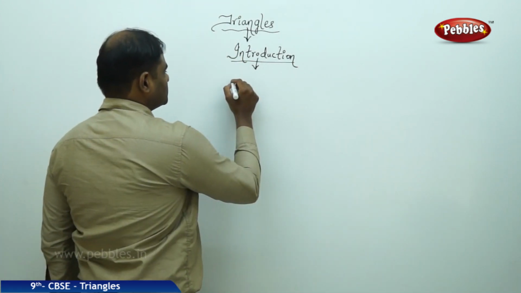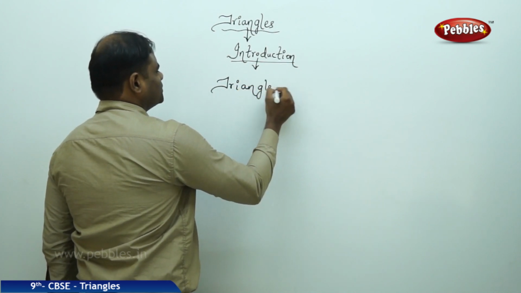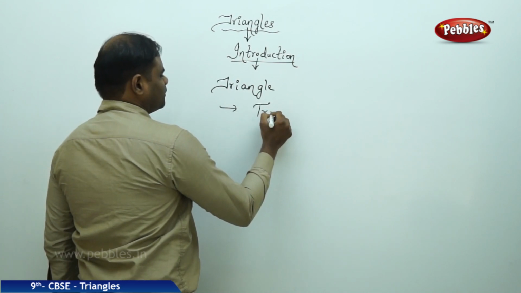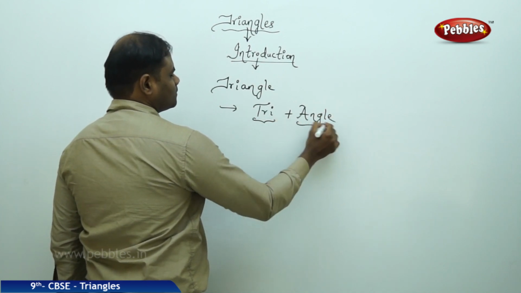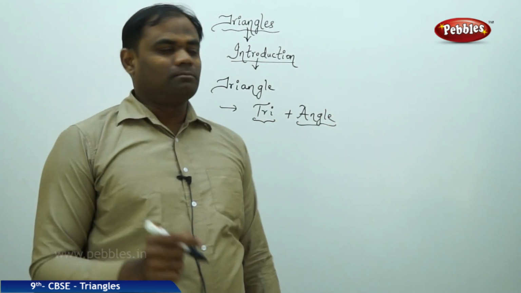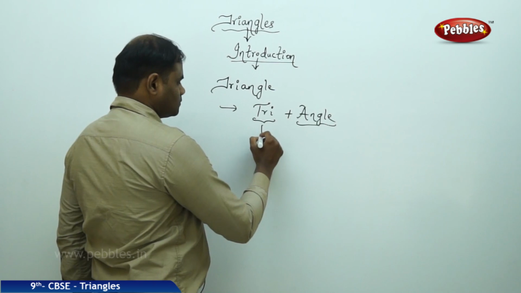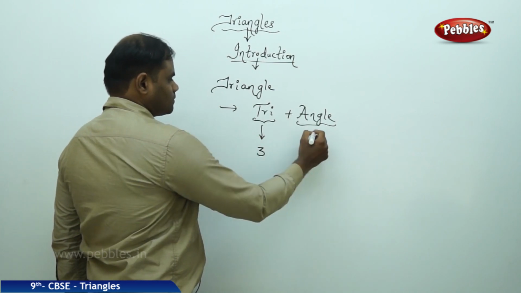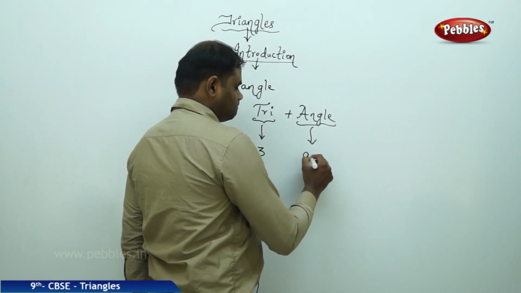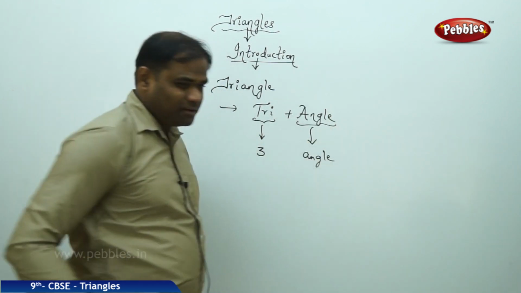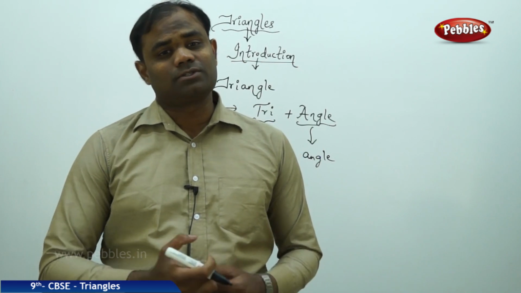As the word triangle clearly shows, it is separated into tri plus angle. So a triangle is formed by tri and angle. Tri refers to 3, and angle refers to the angle which we have out here. So any figure which has 3 angles involved is called a triangle.